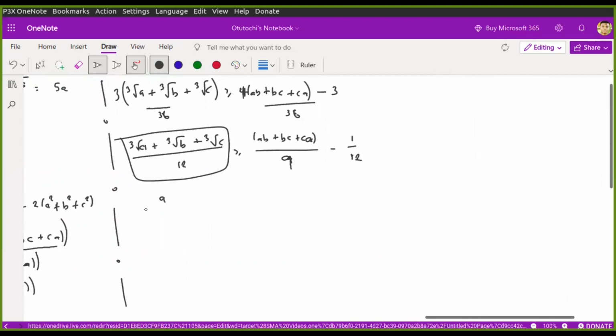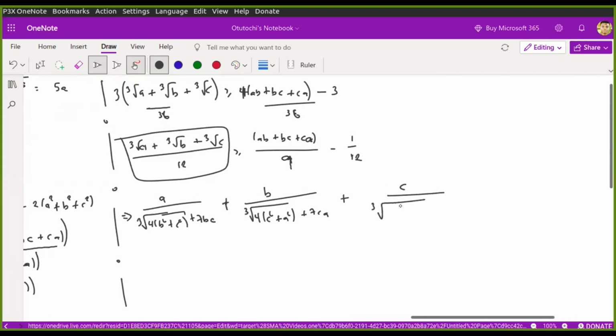So this implies, of course, A over (cube root of 4 times (A to the power 6 plus B to the power 6) plus 7BC), plus B over (cube root of 4 times (B to the power 6 plus C to the power 6) plus 7CA), plus C over (cube root of 4 times (A to the power 6 plus B to the power 6) plus 7AB). And the second expression we have cube root of A plus cube root of B plus cube root of C over 12.